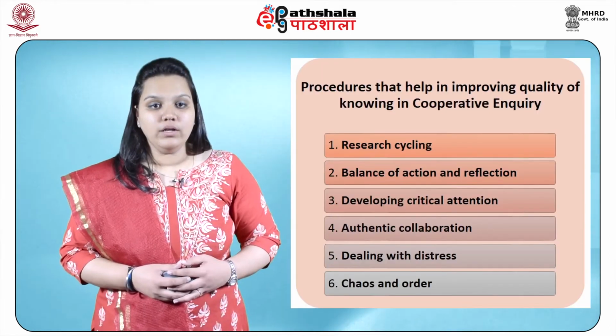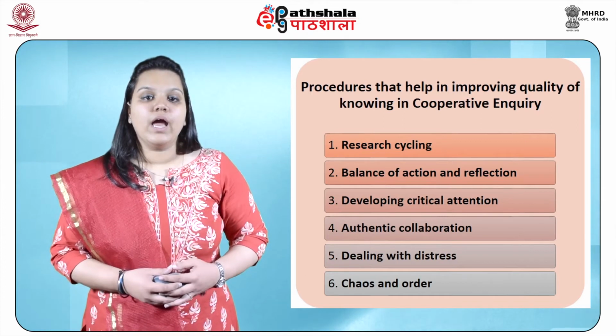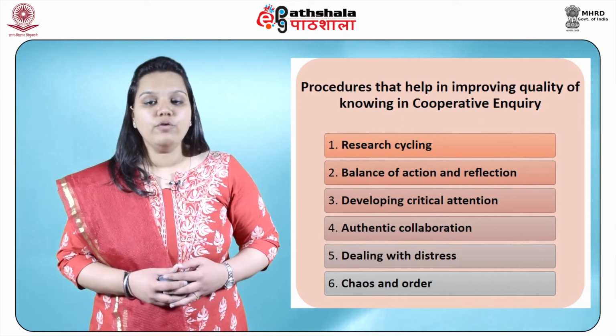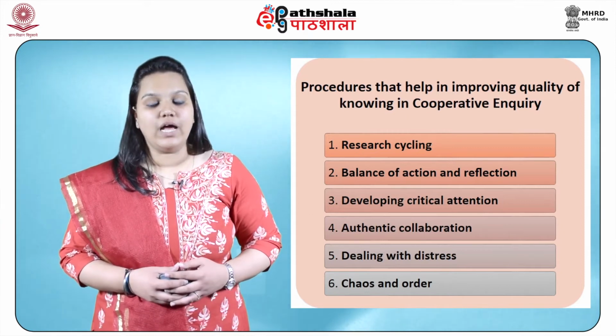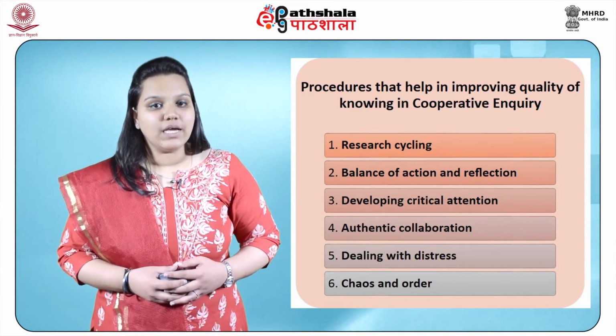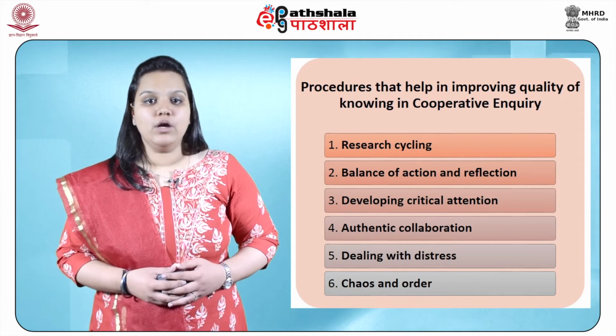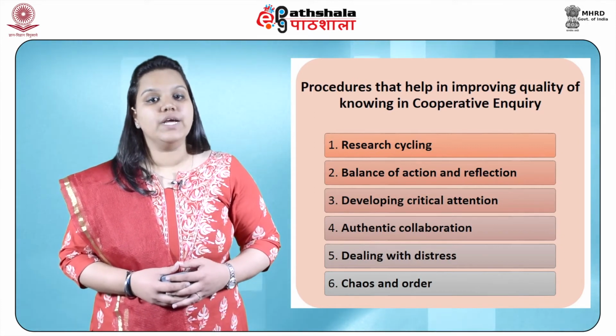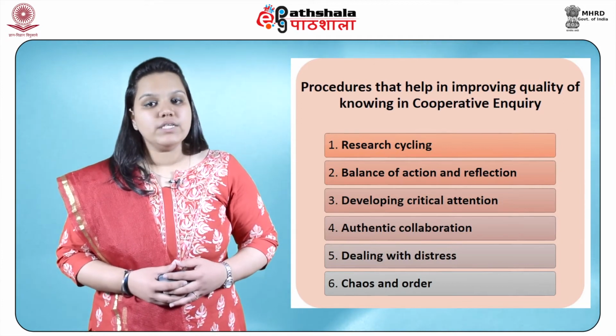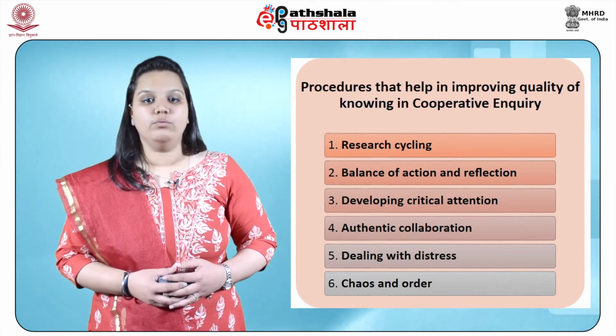These are as follows. 1. Research cycling. In cooperative inquiry, there are 4 phases of inquiry which represent a cycle between action and reflection. This cycle continues several times, looking at different angles, trying different ways of behaving and creating different ideas. The research cycle can be convergent or divergent.